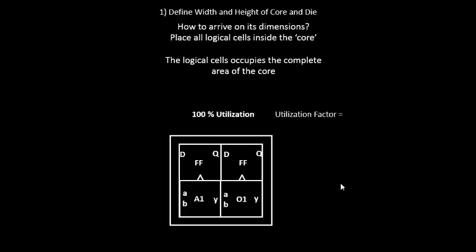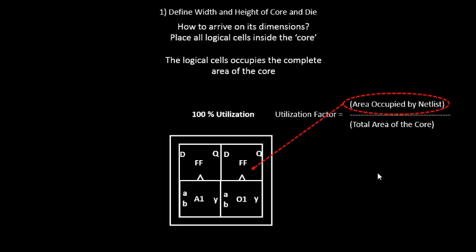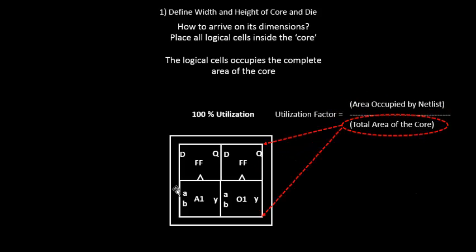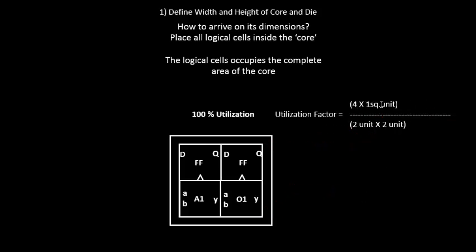With the help of the 100% utilization, we come up with a term which is utilization factor, and the definition for utilization factor is the area occupied by the netlist, which is 4 square units, divided by the total area of the core. So the area occupied by the netlist is this particular netlist, and the total area of the core is the area of this particular core. If we put in the dimensions over here, the area occupied by the netlist is 4 into 1 square unit, and the total area of the core is 2 into 2 square units. So it is 4 square units by 4 square units, and the utilization factor comes to 1.